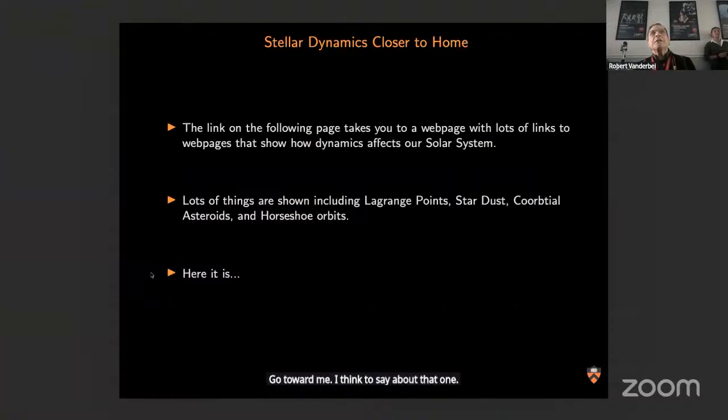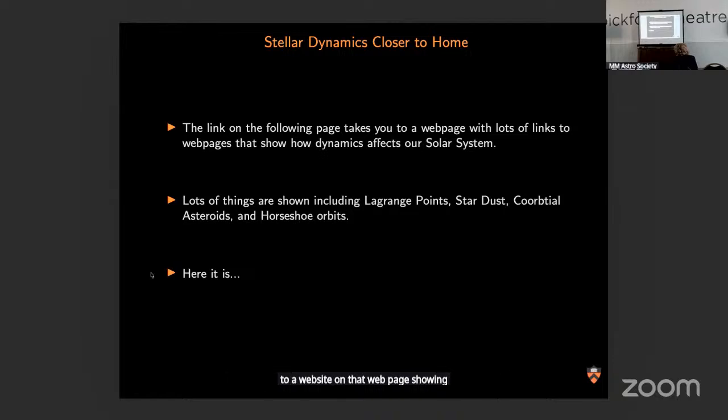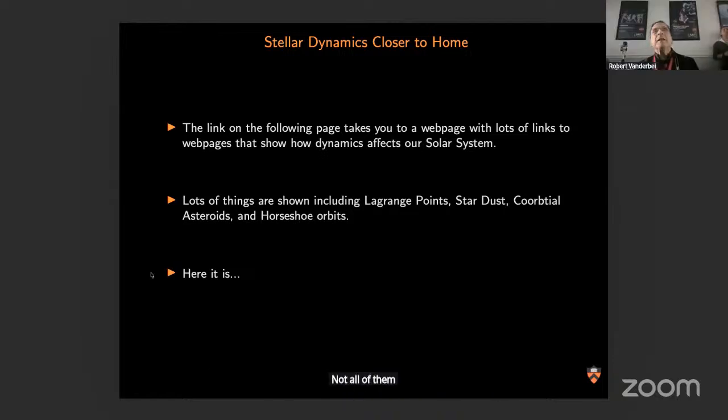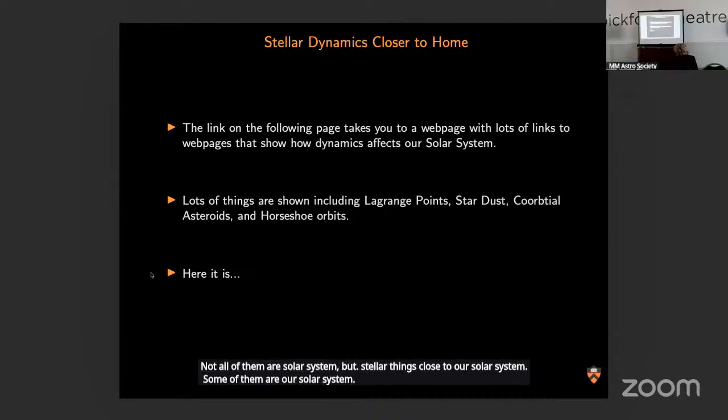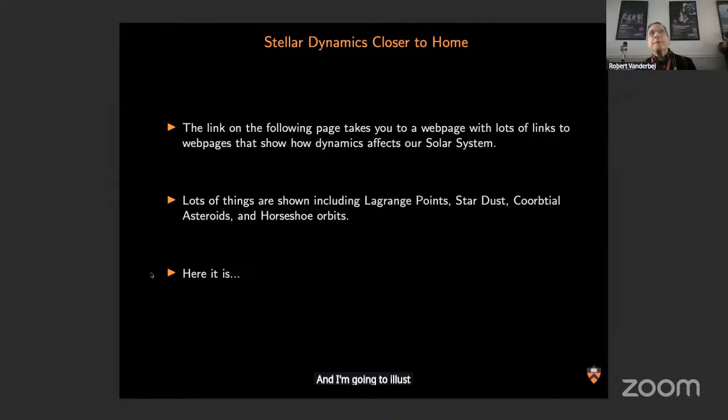All right, so stellar dynamics closer to home. I'm going to show you a link to a web page that has lots of links on it, showing things, not all of them solar system, but stellar things close to our solar system. Some of them are our solar system. And I'm going to illustrate just some specific things.